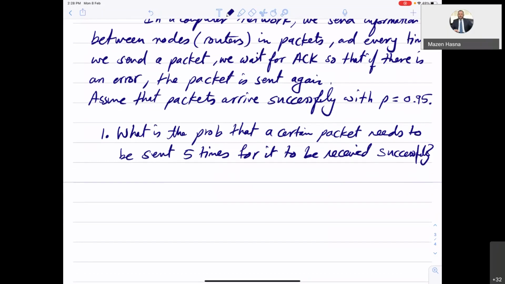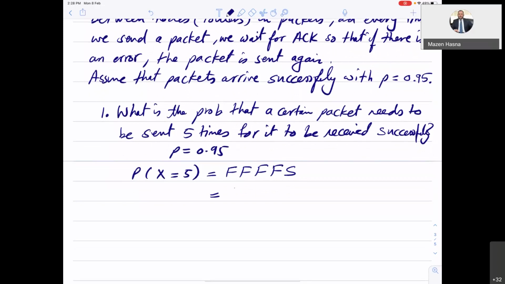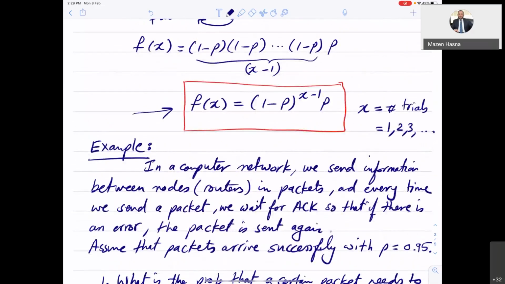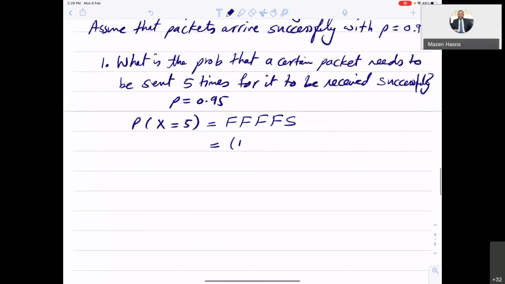So here we know that P is 0.95, and I'm asking what's the probability that X equals 5. So I need 5 times to deliver the bucket, which means that I have failure, failure, failure, failure, and then success. Or I can just use the PDF here, which is (1 minus 0.95) to the 4, followed by 0.95, which is a success.